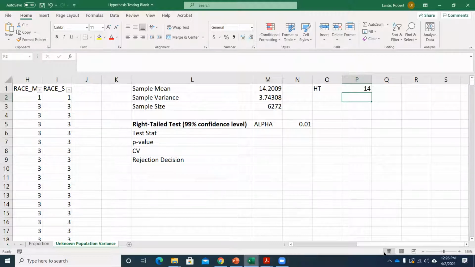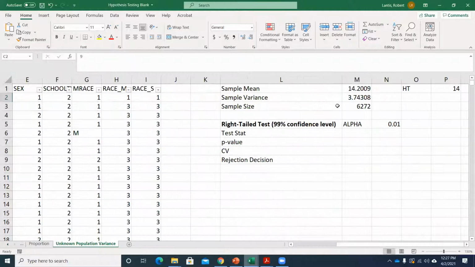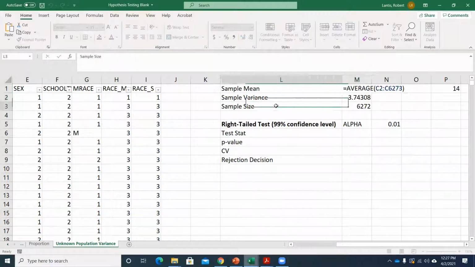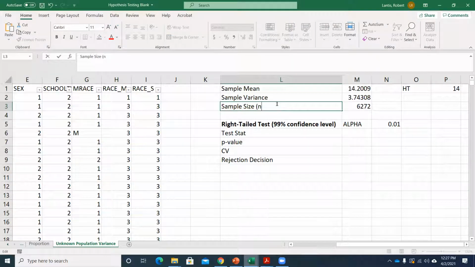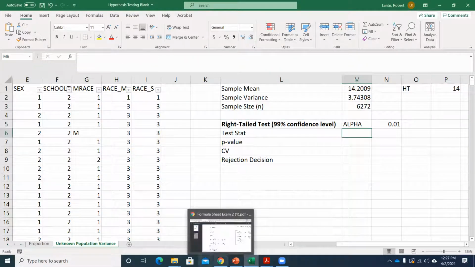And all I did here was I had some data on the age that one of these individuals first tried an e-cigarette. Some of them got started pretty early, got a 9 in there. So I just found the sample mean, the sample variance, and my sample size, right? Sample size using the count function, sample variance, var.s, and the mean by using that average function. So just a reminder, here's my sample size n.